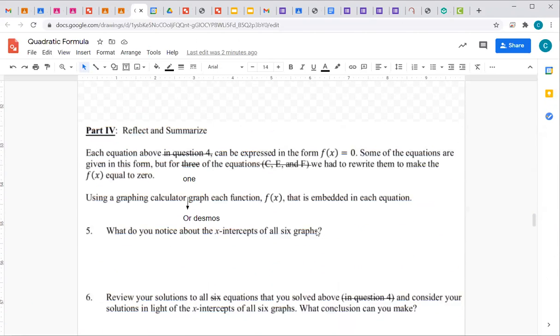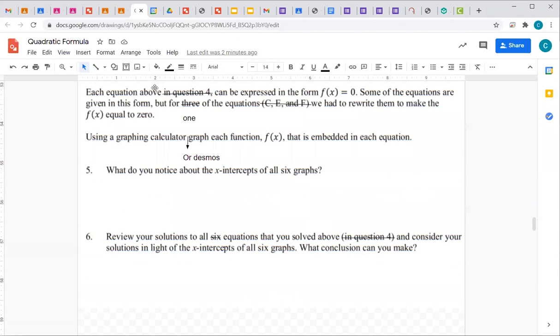And then you're going to do a bit of reflection. I crossed some stuff out because we've referred to another problem set, but basically, it's the same thing. It's just asking you to graph it somehow using a graphing calculator or Desmos and answer some questions about the x-intercepts and your solutions to the 5 past problems. So please answer these questions about the equations or functions that we solved above.